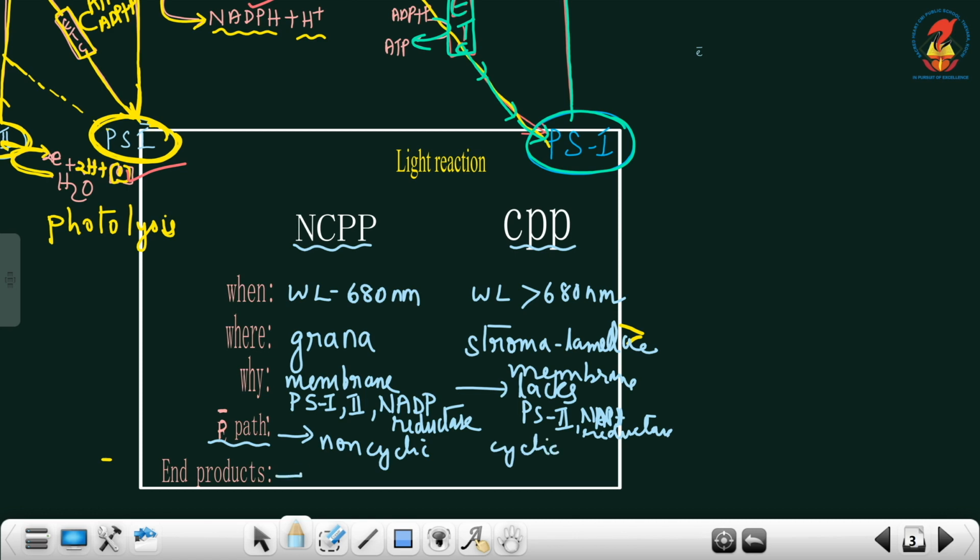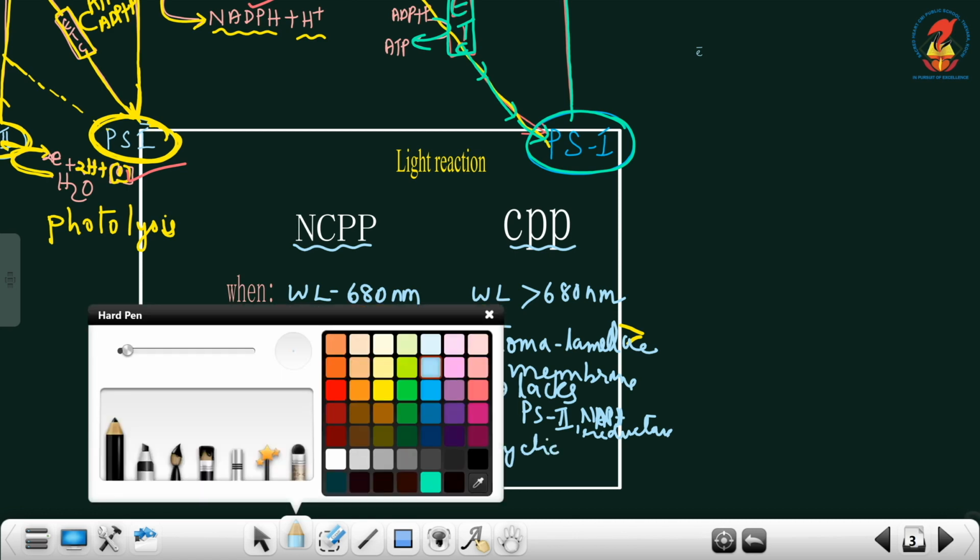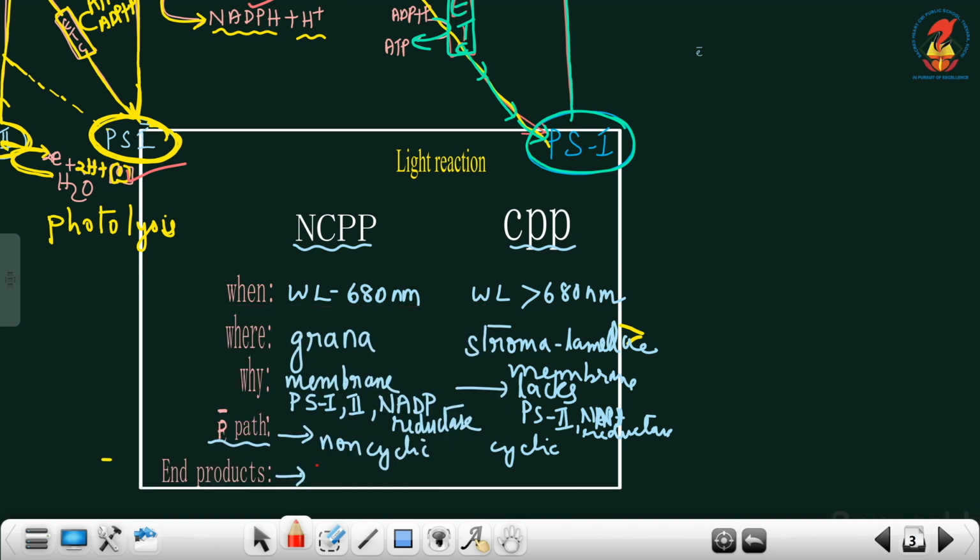And lastly, what are the end products? This I will highlight with another color. The end products are oxygen, energy molecule ATP and NADPH. Here only ATP is the end product. So, you got the difference between NCPP and CPP.